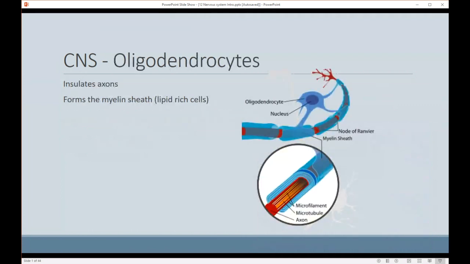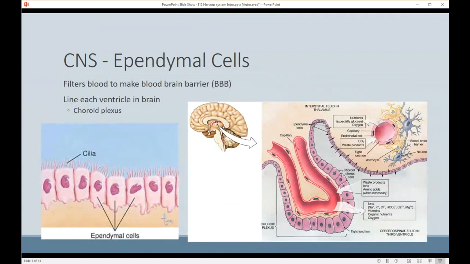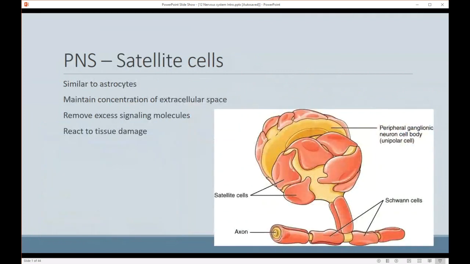Those oligodendrocytes, remember, those are going to insulate the axons, and they help to form the myelin sheath. The microglia cells are smaller. They act like macrophages of the immune system. They can eat diseased and damaged nervous system cells. We have the ependymal cells. The ependymal cells help to filter the blood to make that blood-brain barrier, okay? And they line the ventricles in the brain, forming that choroid plexus.